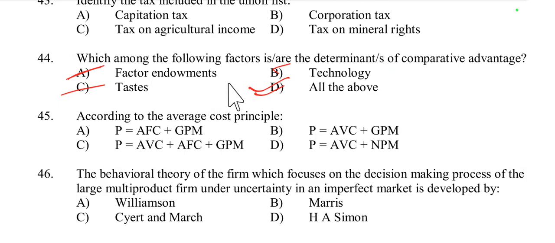First one is factor endowments. Factor endowments means the availability and abundance of resources such as labor, capital, land. It influences a country's comparative advantage. Countries tend to specialize in the production of goods for which they have an abundance of resources. Then technological advancement and differences between countries also play a key role in determining comparative advantage. A country with superior technology in producing a particular good may have a comparative advantage in that good. Then taste preferences in different countries can influence demand for specific products, affecting comparative advantage by guiding which goods are produced and traded. So all of these are right options.